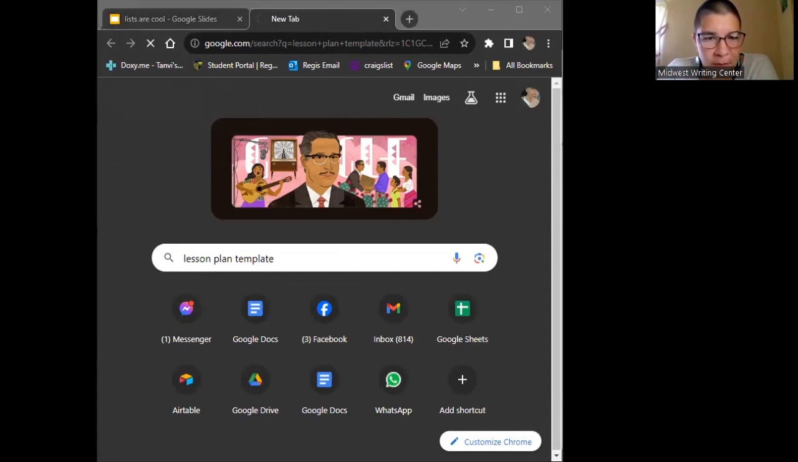Well, anyway, that's something you can do. It'll be columns and rows.